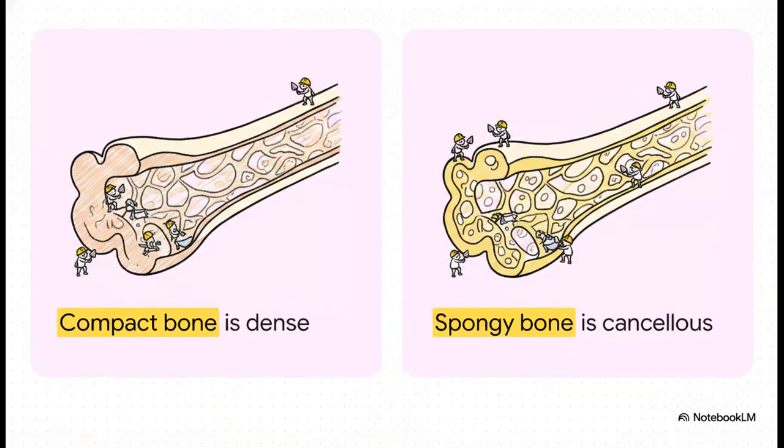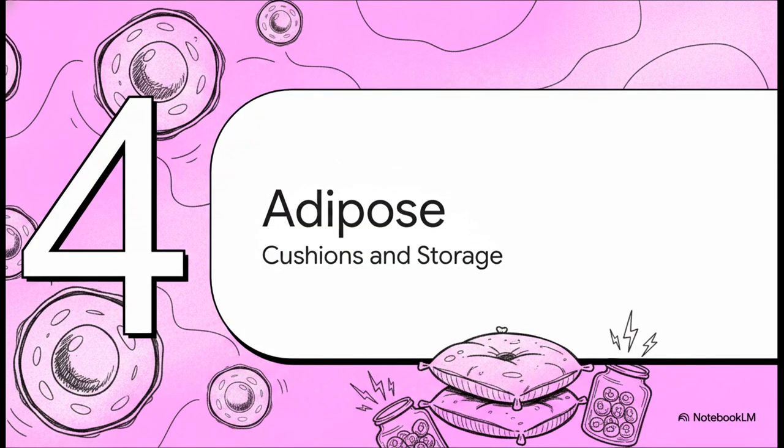When we break down the classification of this architecture, bone basically comes in 2 distinct forms. You have the dense, compact outer layer, and then the internal, spongy, cancellous bone. And both of these rely on highly specialized cellular components, specifically osteoblasts and osteocytes, to build and maintain this calcified framework. It's kind of like a massive biological construction site. All right, on to part 4, adipose, cushions and storage.